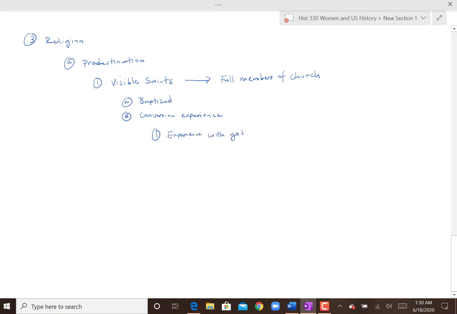That's the best way to say it. Rather, you have this feeling or moment, and then you had to share it in front of the church.